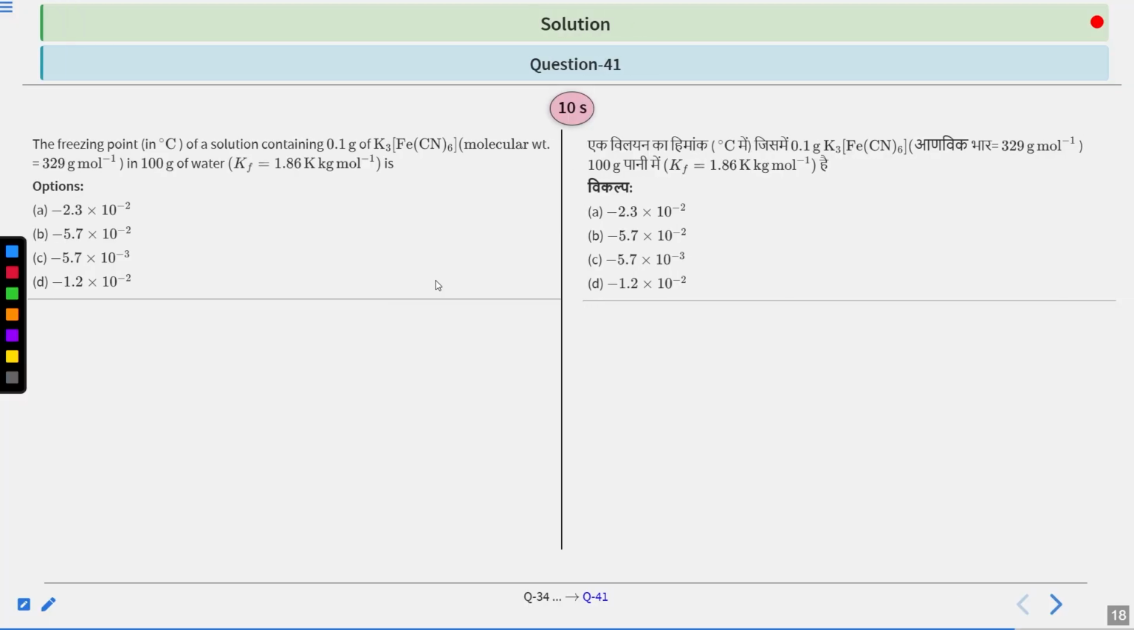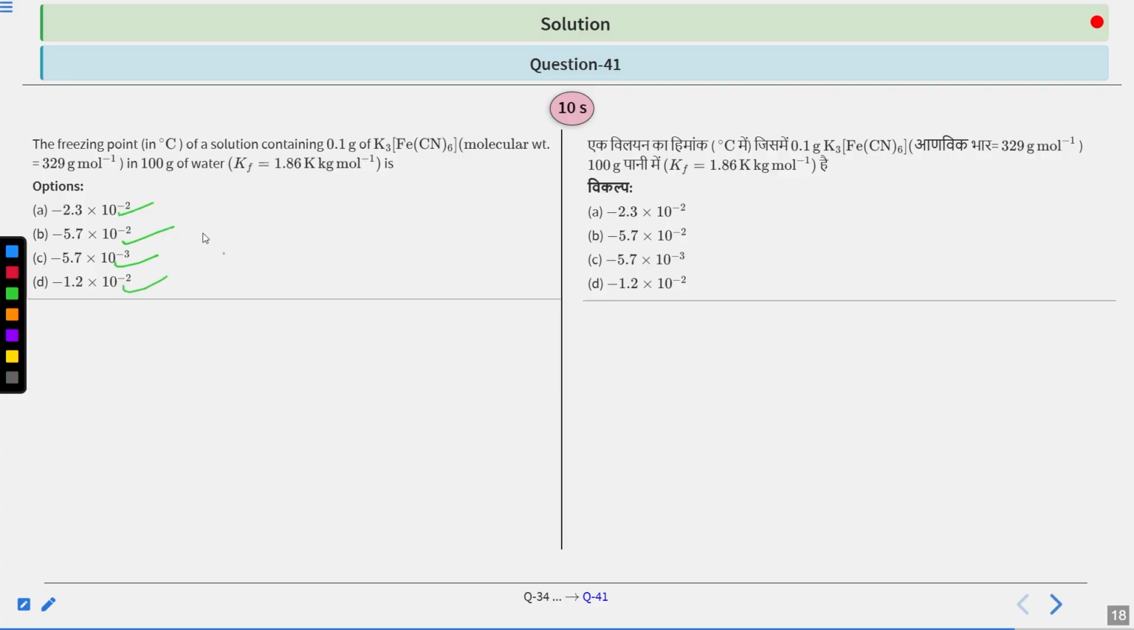The freezing point in degrees Celsius of a solution containing 0.1 gram of K3[Fe(CN)6], molecular weight 329 gram, in 100 gram of water, where Kf is given as 1.86 Kelvin kg per mole, is: your options are A, 2.3 into 10 to the power minus 2; B, minus 5.7 into 10 to the power minus 2; C, 5.7 into 10 to the power minus 3; and D, 1.2 into 10 to the power minus 2.